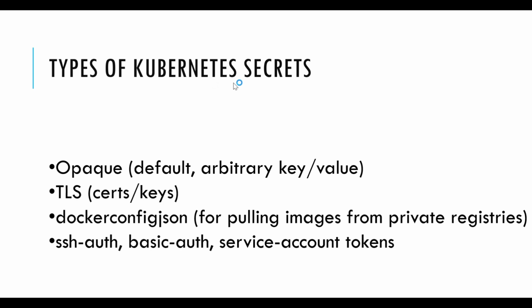So types of Kubernetes secrets. They are opaque, which is the default. Okay, there is a key value pair. Then there are certificates. Then there are Docker config JSON for pulling images from private registries. Then there are SSH auth, basic auth, service account token. So there are various kinds of Kubernetes secrets.